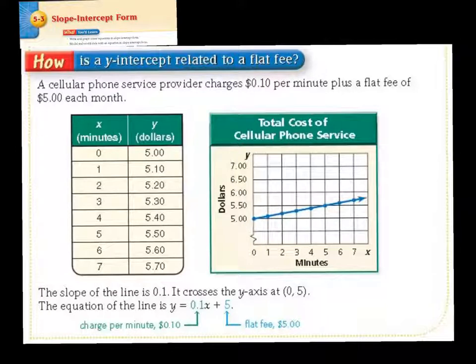A cell phone company charges 10 cents per minute plus a flat fee of $5 each month. The slope of the line is 0.1 or 10 cents. It crosses the y-axis at 0.5. The equation of the line is y equals 0.1x, which was the charge per minute or 10 cents, plus $5, which was the flat fee.